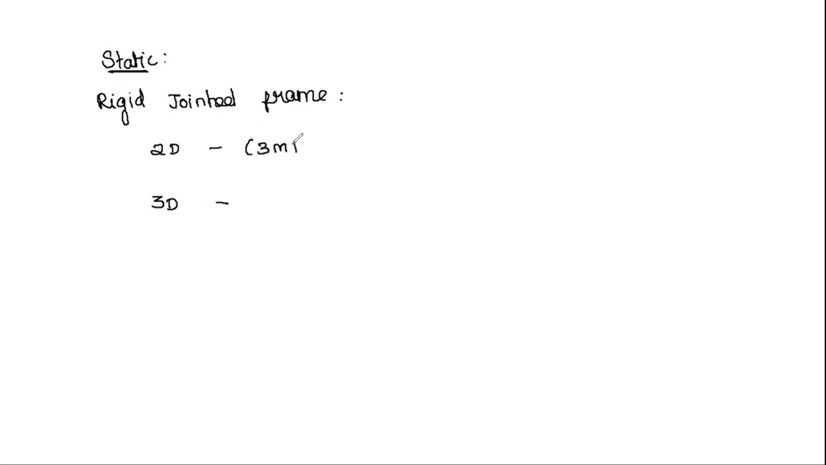It is 3m plus r minus 3j plus rr. In case of three-dimensional, it is 6m plus r minus 6j plus rr. So what is this m? M is nothing but the number of members. R is number of reactions. J is number of joints. And RR is number of released reactions.